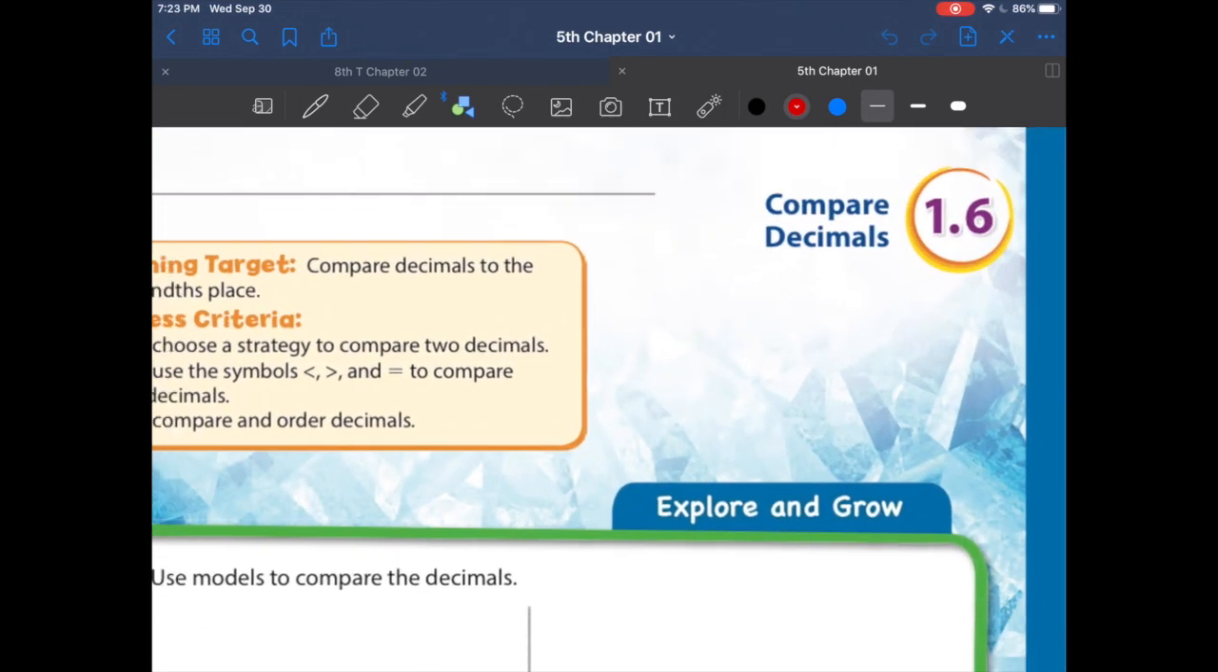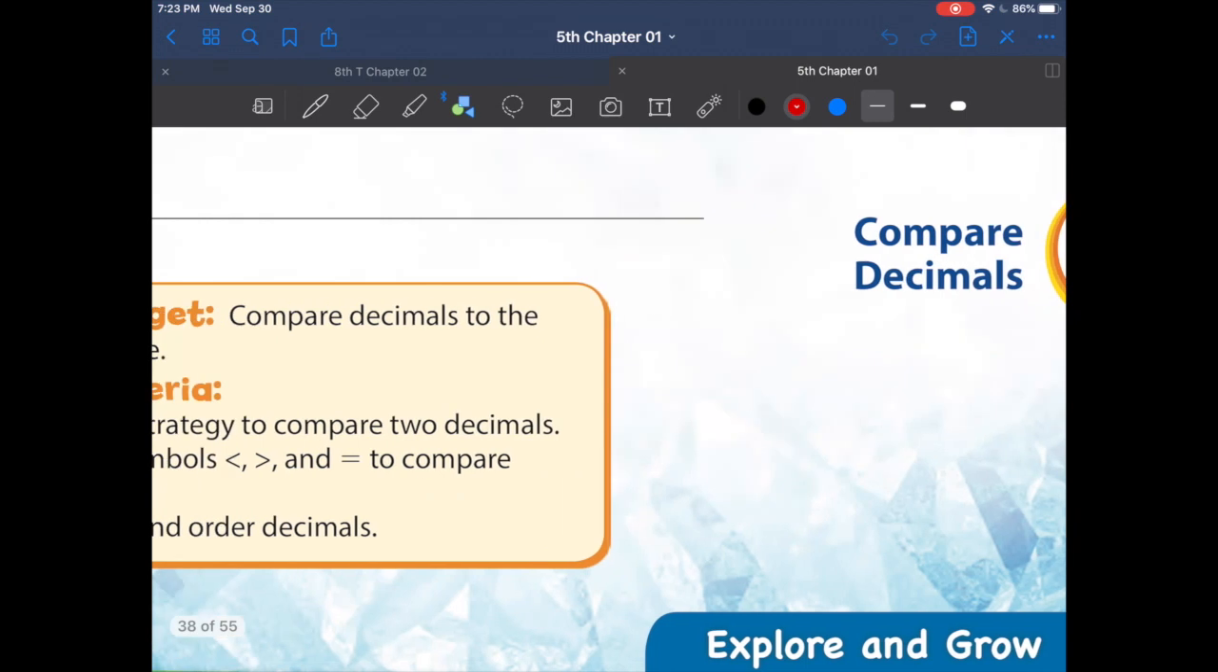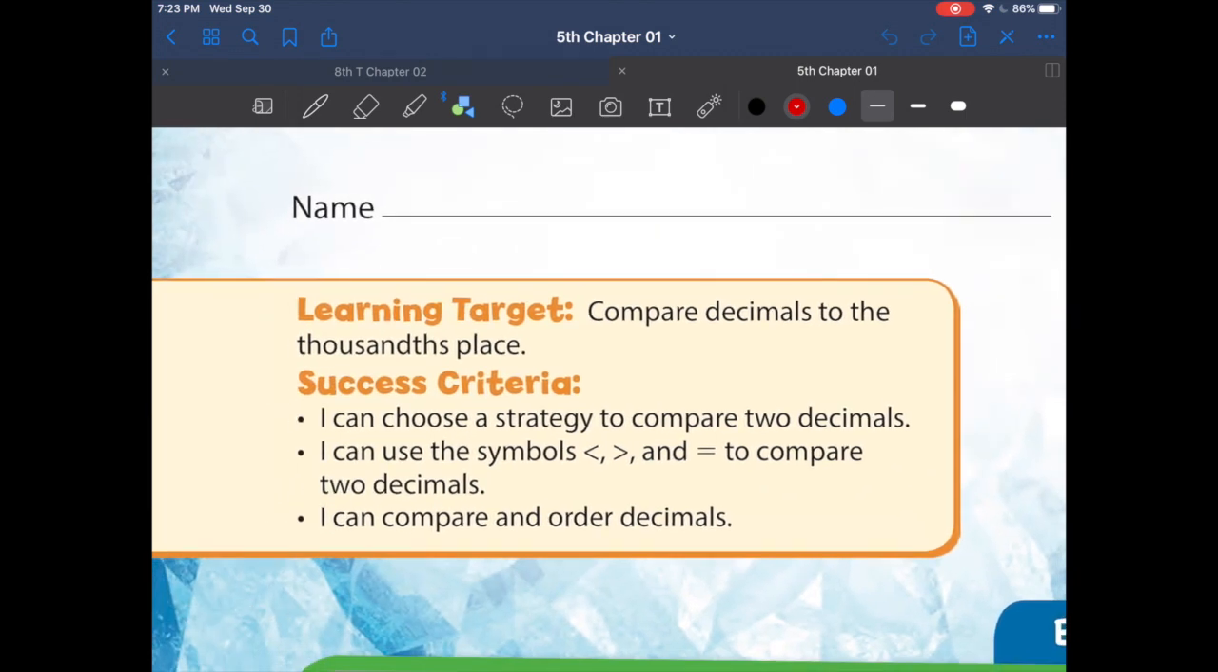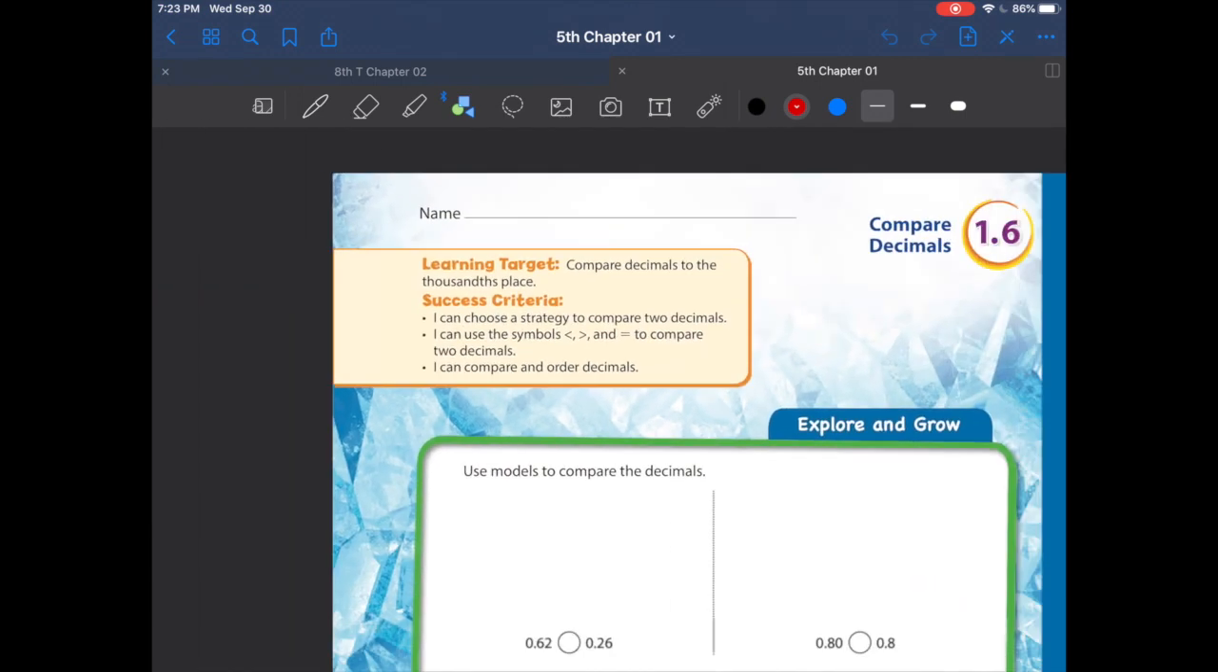Hello everyone, today we are in chapter 1.6. We are talking about comparing decimals. By the end of this chapter, we should be able to compare decimals to the thousandths place. You'll be able to choose a strategy to compare two decimals. You'll be able to use these symbols, less than, greater than, and equal to, to compare two decimals, and then you'll be able to compare and order decimals.